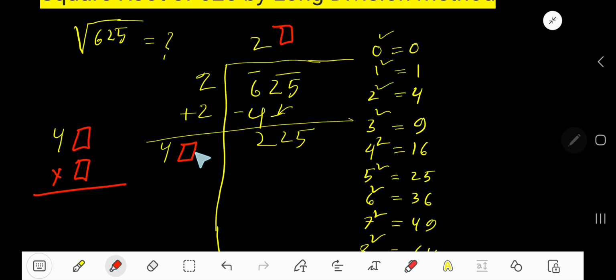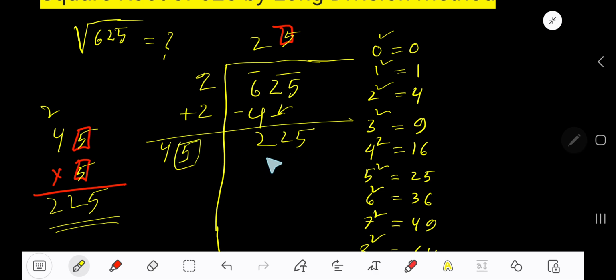So if you place 5 here, 5 times 45 equals what? 5 times 5 is 25, write 5, carry 2 to the next column. 5 times 4 is 20, plus 2 is 22, so 225, which is equal to this. So our guessed number 5 is correct. So 5 times 45 is 225. Subtract, and you get 0 as our remainder.